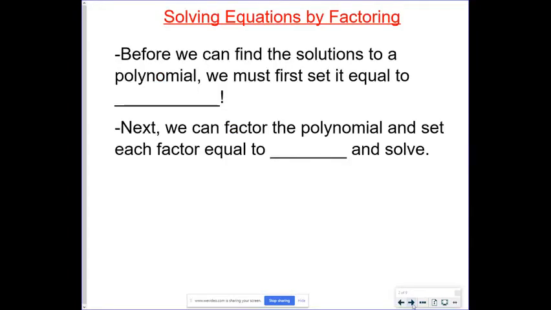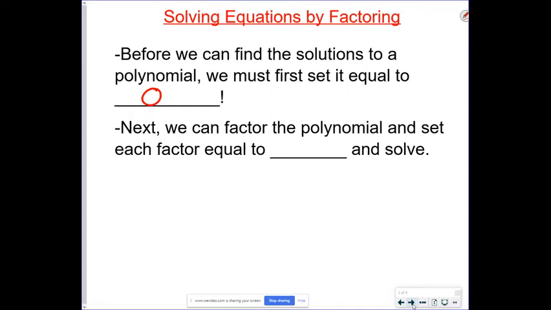Today we're going to go ahead and solve equations by factoring. We factored this past week on Tuesday, and on Thursday we learned about factoring. Now we're going to actually take it a step further and solve equations. Before we can find the solutions to a polynomial, we must set it first equal to 0. So you must make it equal 0 first.